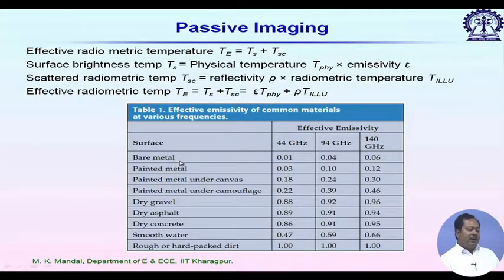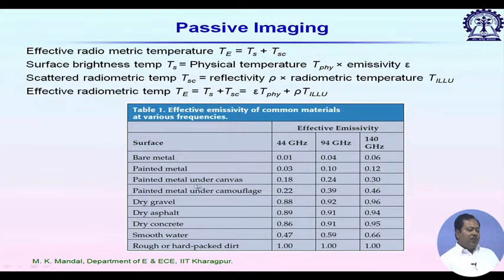For bare metal at 44 gigahertz, the emissivity is 0.01, so it behaves almost as a very good reflector. It does not emit much energy. At 140 it increases to 0.06, even then it is quite low. Now for painted metal, it is a little higher.